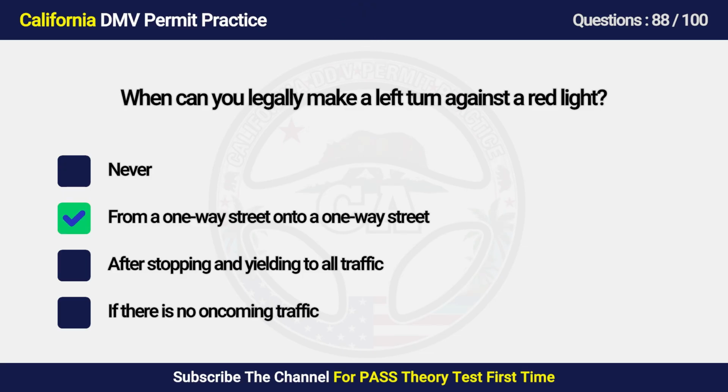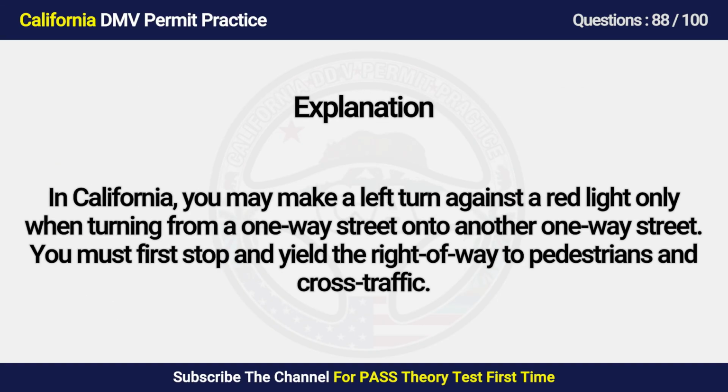Answer is B. From a one-way street onto a one-way street. In California, you may make a left turn against a red light only when turning from a one-way street onto another one-way street. You must first stop and yield to pedestrians and traffic.